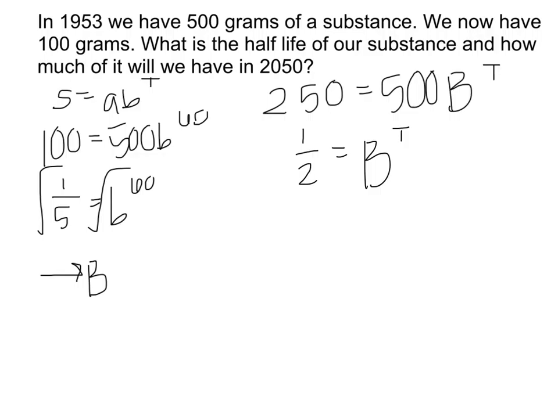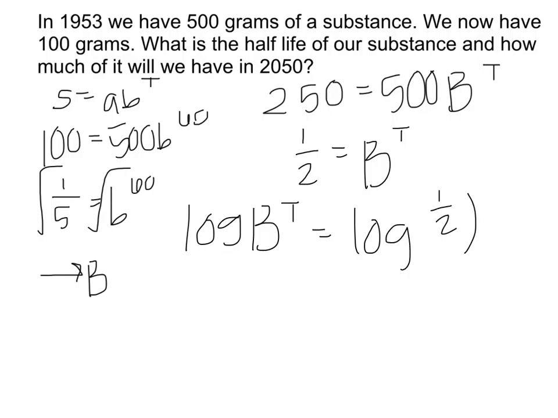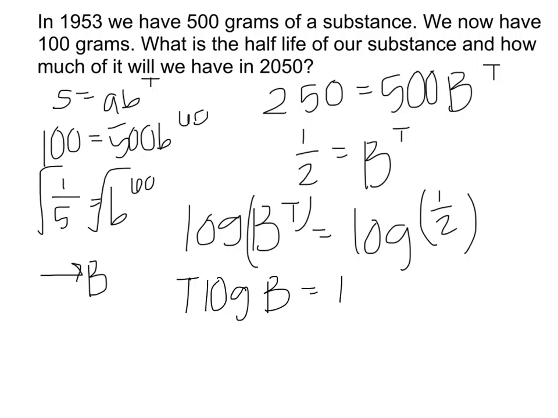And the way to solve for T is we're going to take the log of B^T is equal to the log of 1/2. And we can move our exponent out in front of the log. And we're going to rewrite it like this. From here, we're going to solve for T. And to solve for T, we're going to divide both sides by log of B.